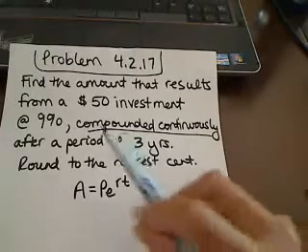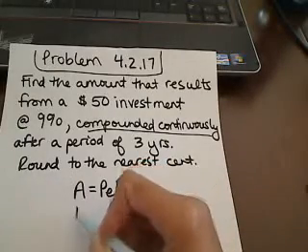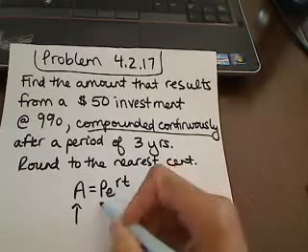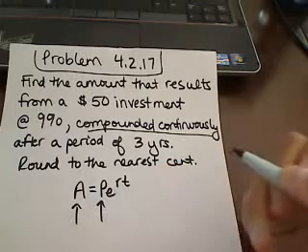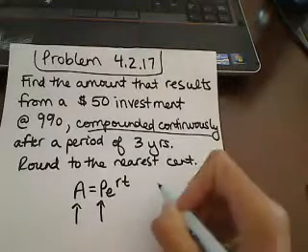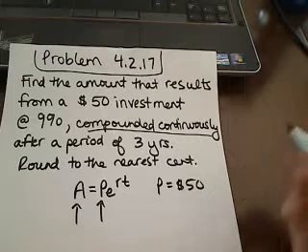And so they want us to find the amount that results. So that amount that results is going to be this amount. It's going to be A, that's the amount after some time t. And this P right here is representing what we start with. So that's our principal. Okay. So in this problem, they're giving us P equal to $50.